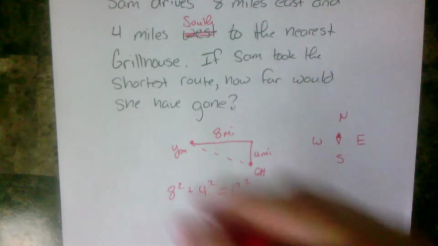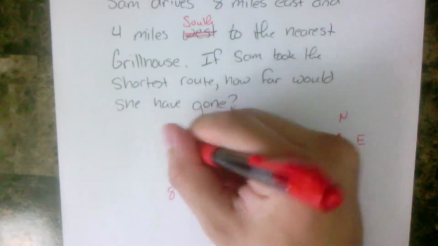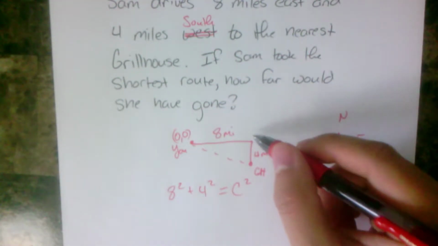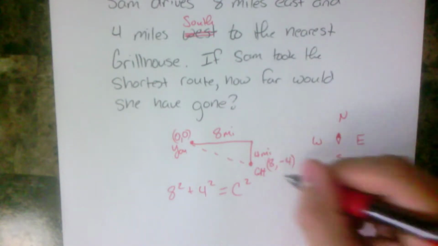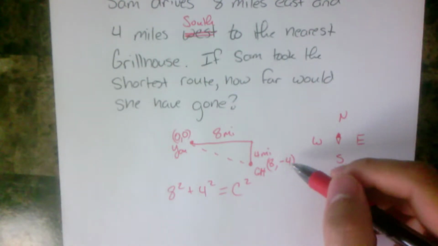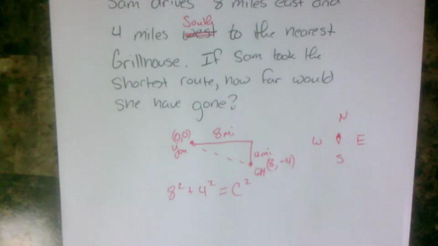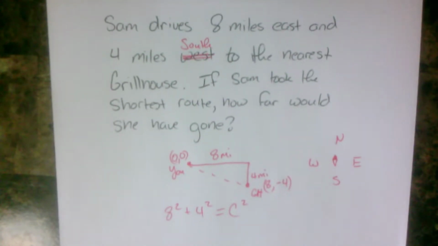If you wanted to use points, you could use 0, comma 0. And then remember it went to the right 8, so it's 8, comma, down 4. Down 4 means a negative 4. So you could have also used 0, 0, and 8, negative 4. It's up to you. It doesn't really matter whether you use Pythagorean theorem or distance formula. Like I said, it's exactly the same. So you will get problems like this.